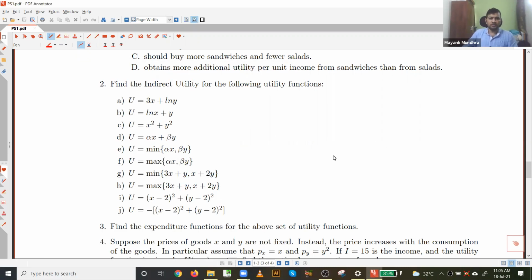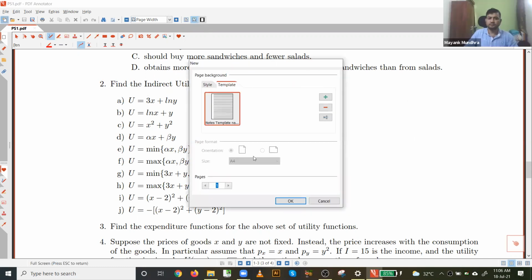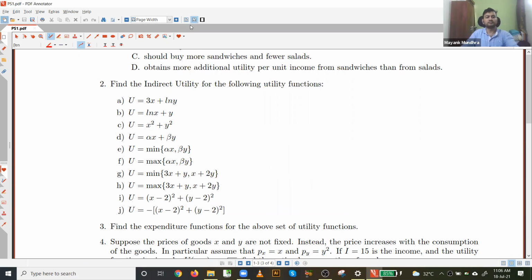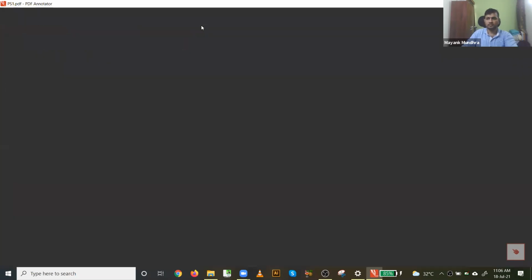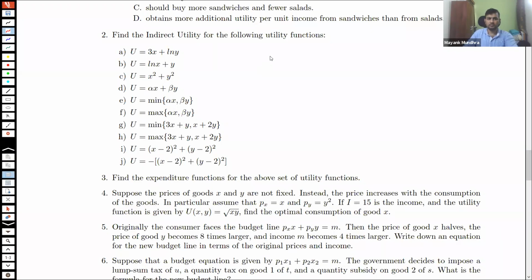So I think you had doubts in the third part of this thing. Third question. So let us look at that. All right, so in the third question, we have to find expenditure functions for the different parts in part one of the second question, basically. So let us look at how to find the expenditure functions.